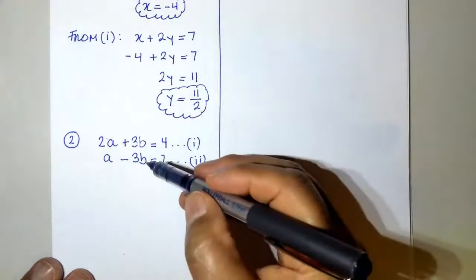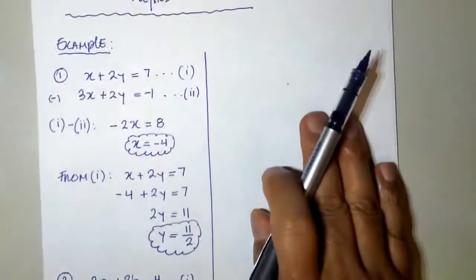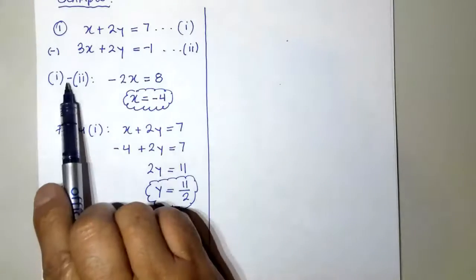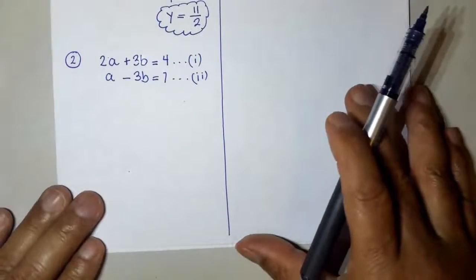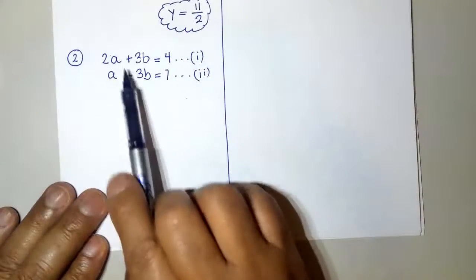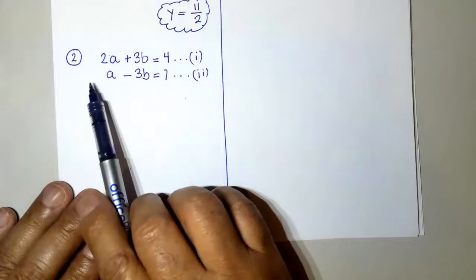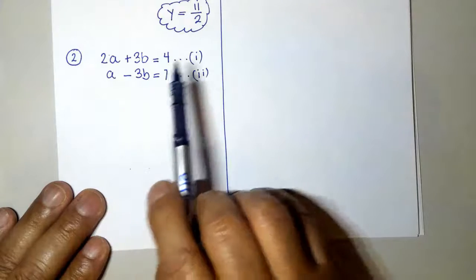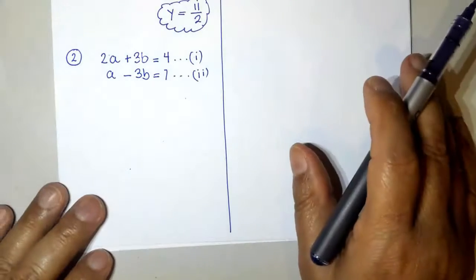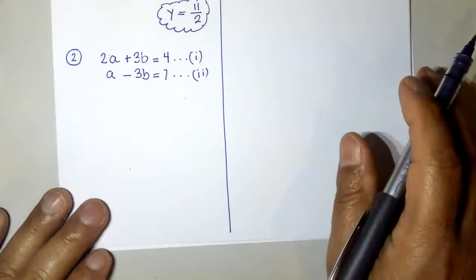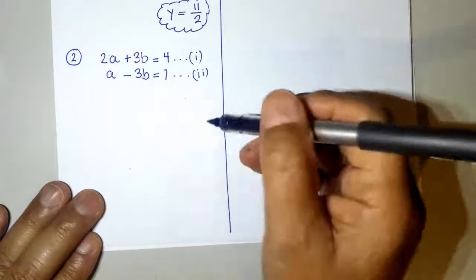But unlike the other one, in the other one we take away. If you remember, we take away equation 1, take away equation 2, but in this case, if you take away, we're not going to eliminate the b. If you do 3b minus minus 3b, this becomes 3b plus 3b, and you're not going to eliminate the b. So for this case, when they have opposite sign, then you plus them.